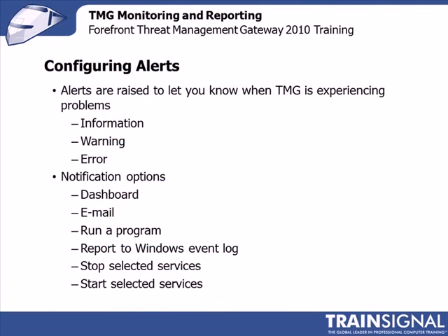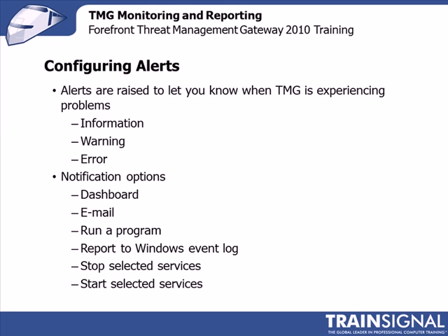Let's dig a little deeper into some of the options you have with regard to monitoring your system. First of all, alerts. Alerts are raised to let you know when Threat Management Gateway is experiencing problems, and there are 3 levels of alerts that can be raised. One is informational, and that just basically says, here's what's going on. Not really necessary to take a whole lot of action with these.